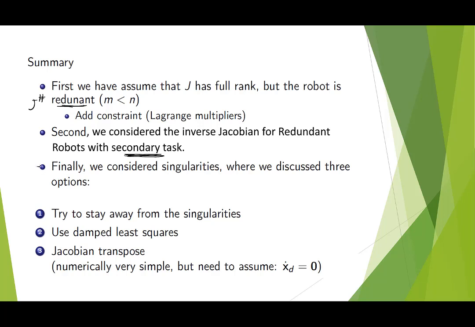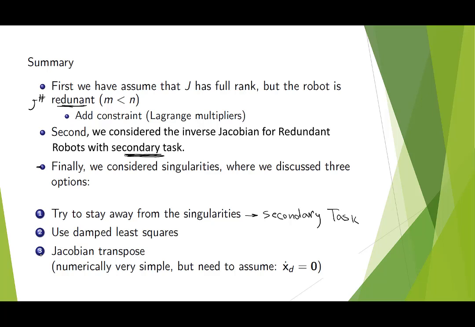And we said we have several options to avoid singularities. One is to try to stay away from singularities, considering it as a secondary task. Another is to use a damped least square. The equation we had was similar to pseudo-inverse, but it has a small term added to make sure the Jacobian is invertible. And finally, the simplest one is to use Jacobian transpose instead of Jacobian inverse.